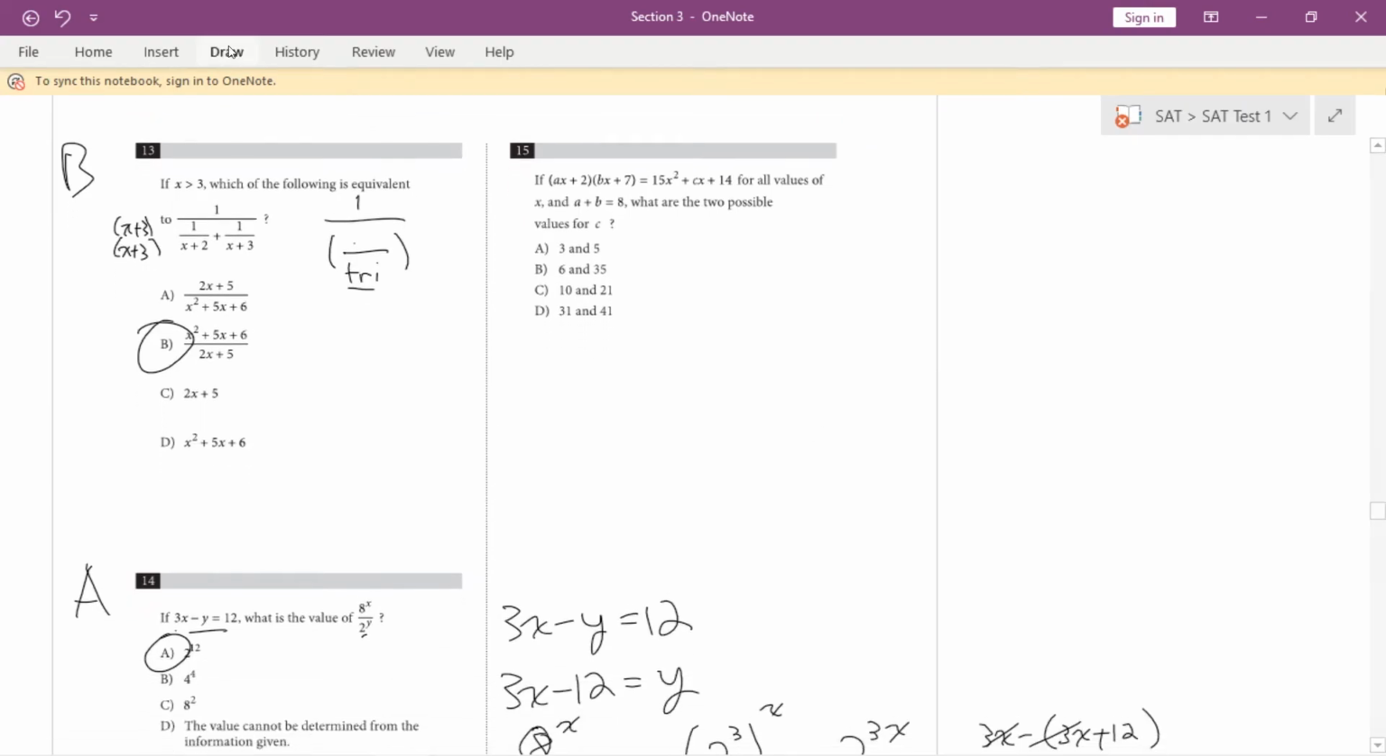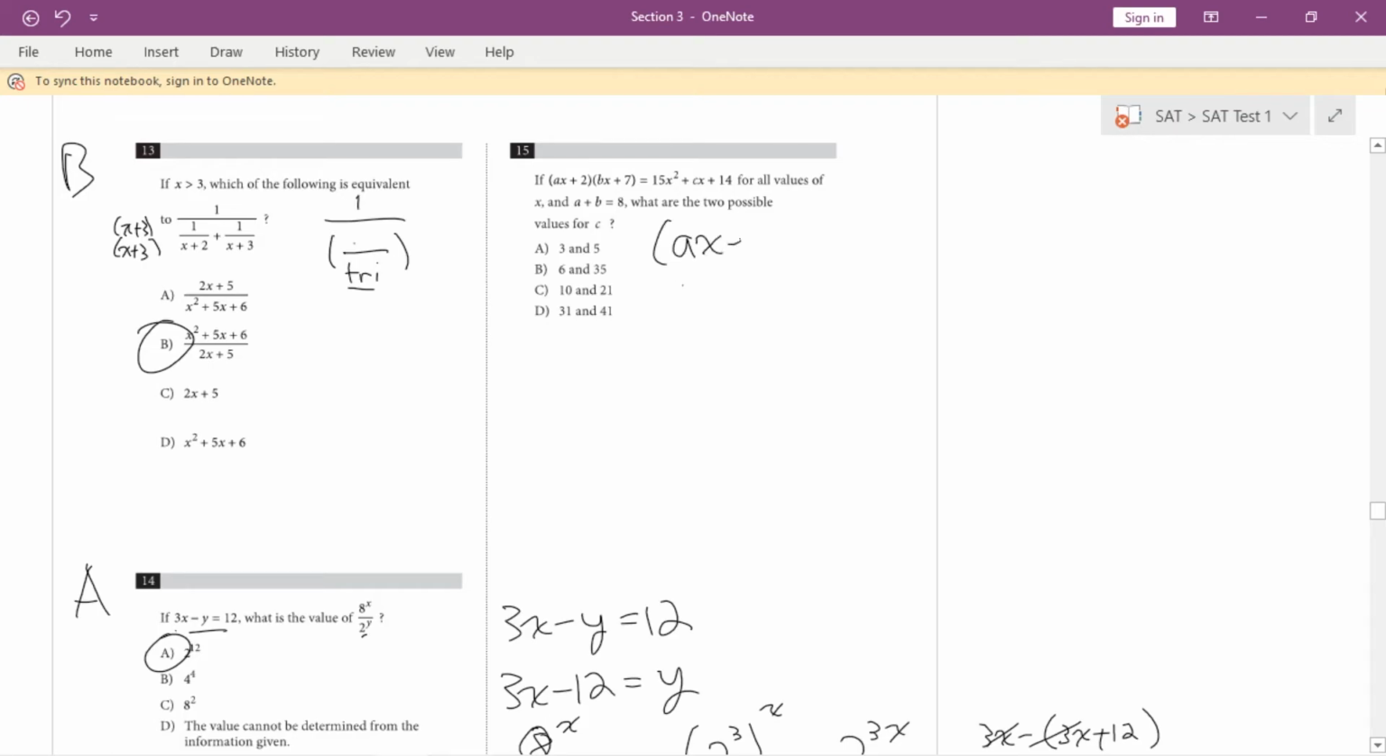Let's take a look at number 15. Number 15 says, if ax plus 2 times bx plus 7 is equal to some kind of trinomial for all values of x, and a plus b is equal to 8, what are the two possible values for c? The options don't really tell me a whole lot, so I'm not going to use those for this one. Let's actually multiply this out and see what we get.